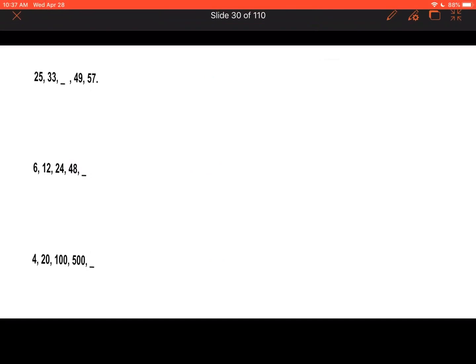Okay, 25, 33, _, 49, 57. So 25 and 33, I found a difference of plus 8. 49 and 57 also I find the difference of plus 8. So I think plus 8 is the difference between each of the terms. That means 33 plus 8 is going to be 41 and 41 plus 8 is going to be 49. So it is equating the pattern. So the answer is 41.